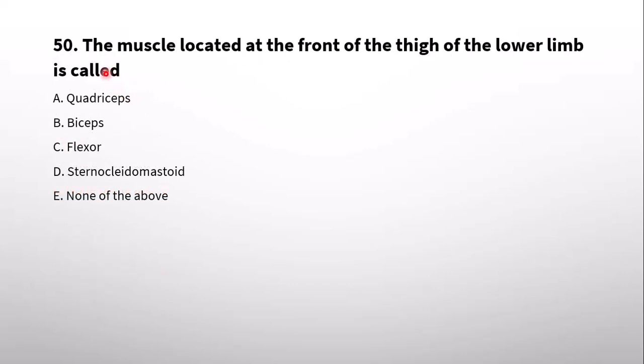And the last question, 50. The muscle located at the front of the thigh of the lower limb is called quadriceps. I think that's the answer. Quadriceps. Yes. Actually, quadriceps is not one muscle. It's a whole group of 4 muscles.